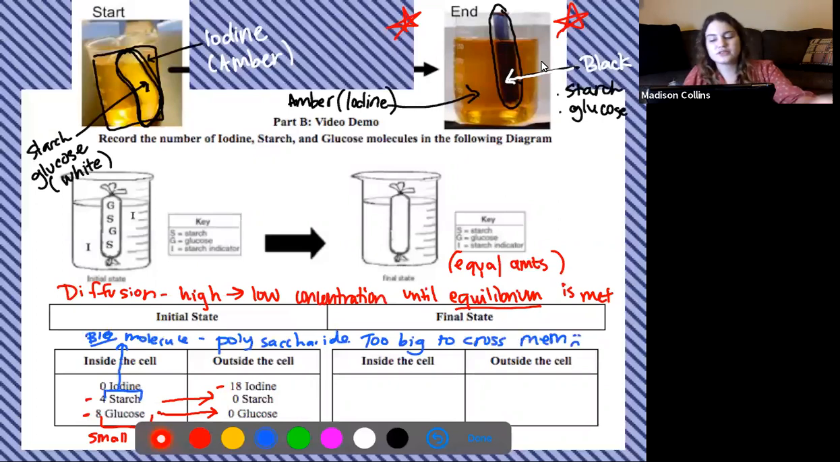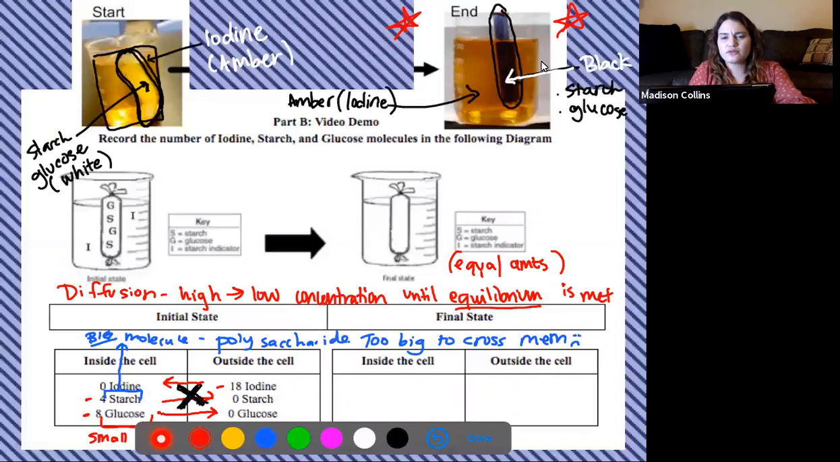I'm going to put a frowny face. It can't cross the cell membrane. So because of that, starch cannot diffuse across the cell membrane. Right? But the same thing is going to happen here with iodine. Iodine, because there are 18 molecules outside, it's going to want to diffuse into the cell again to reach equilibrium.